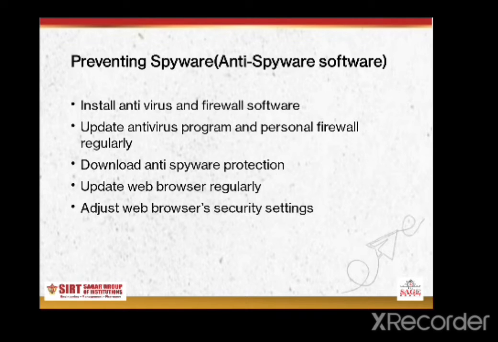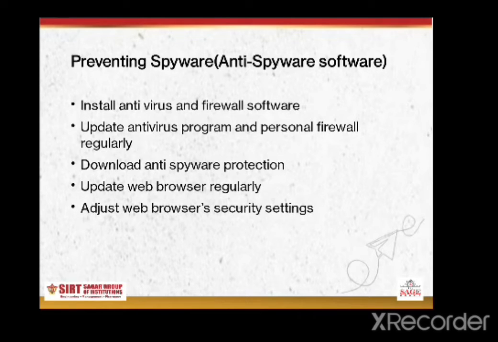Now, anti-spyware software prevents spyware. Whenever we want to prevent spyware, then install antivirus and firewall software for security and protection purposes. Update antivirus programs and personal firewalls regularly. Download anti-spyware protection. Update the web browser regularly. Adjust web browser security settings.